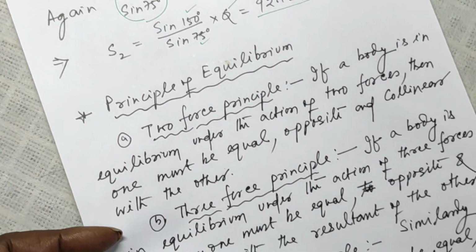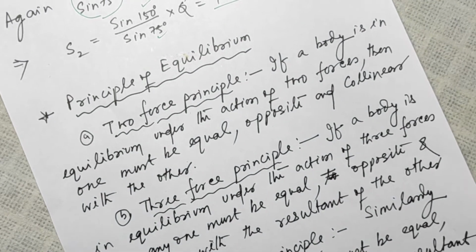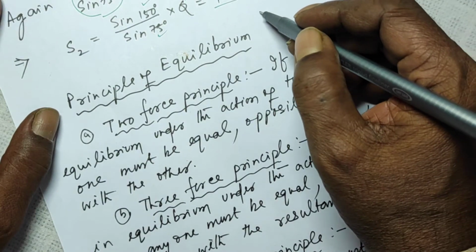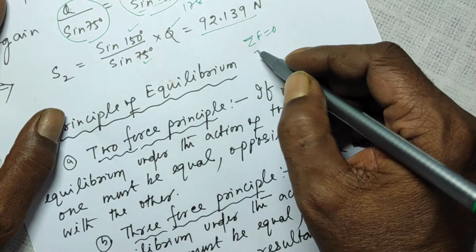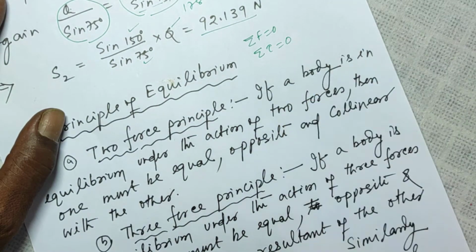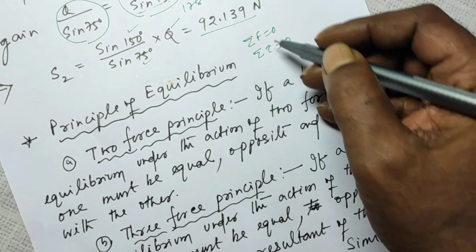Now let me quickly give you the principle of equilibrium. Equilibrium does not mean at rest, right? Sigma F is equal to 0 for linear equilibrium, and sigma tau is equal to 0 for rotational equilibrium, tau torque, F force. It means if a body is moving at constant speed, then also you say it is in equilibrium. If it is at rest, then also it is in equilibrium. It means the net force acting on it is 0.